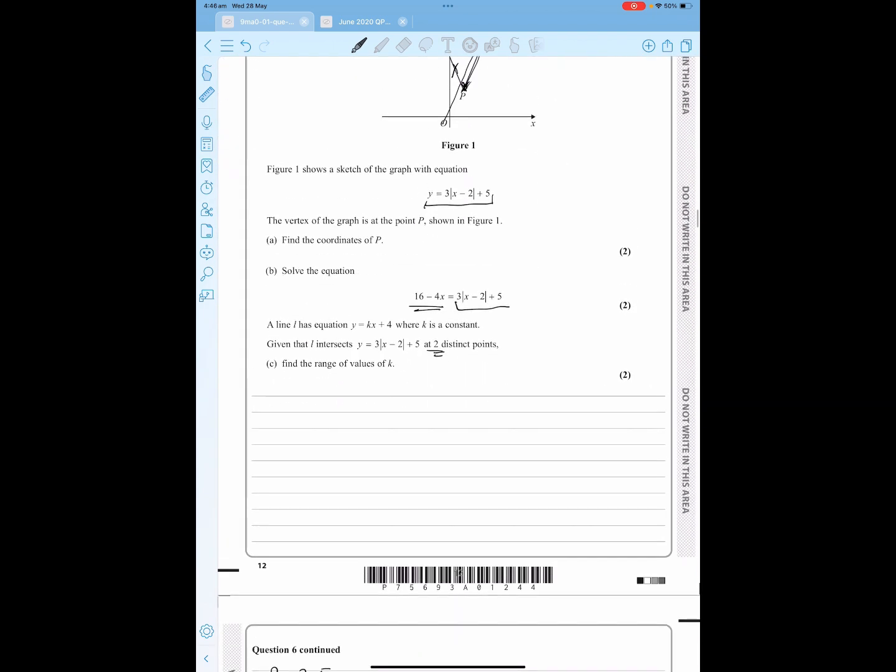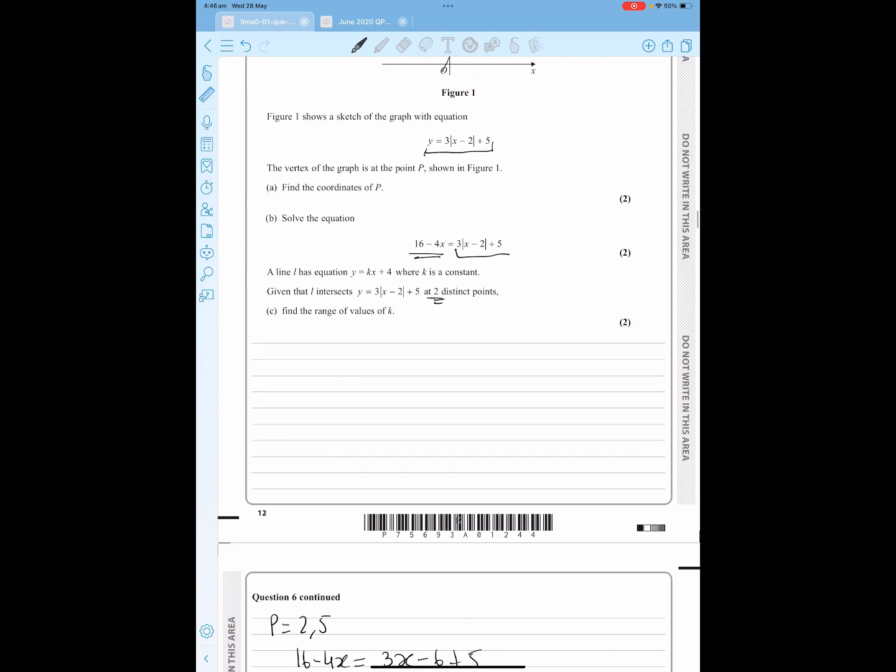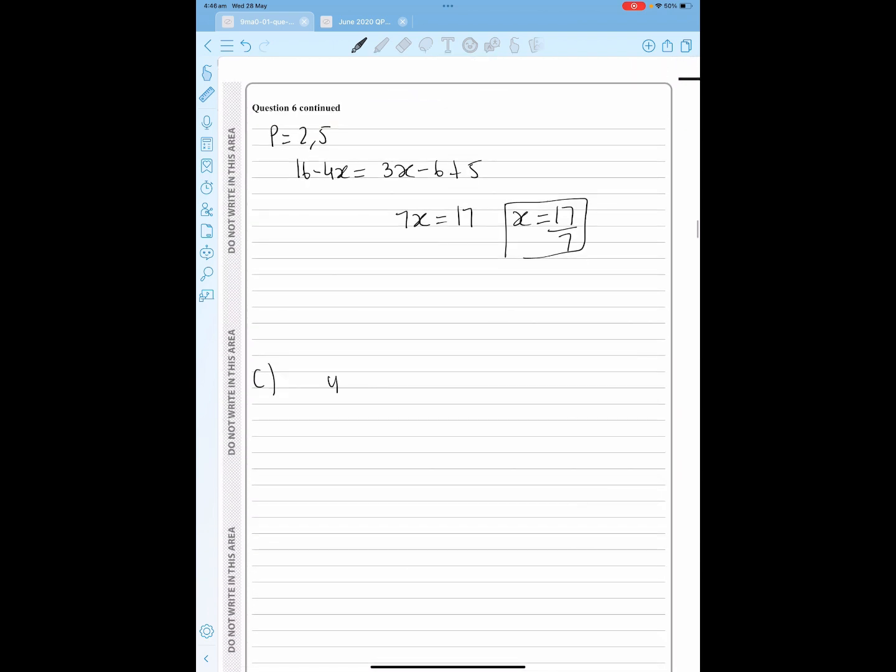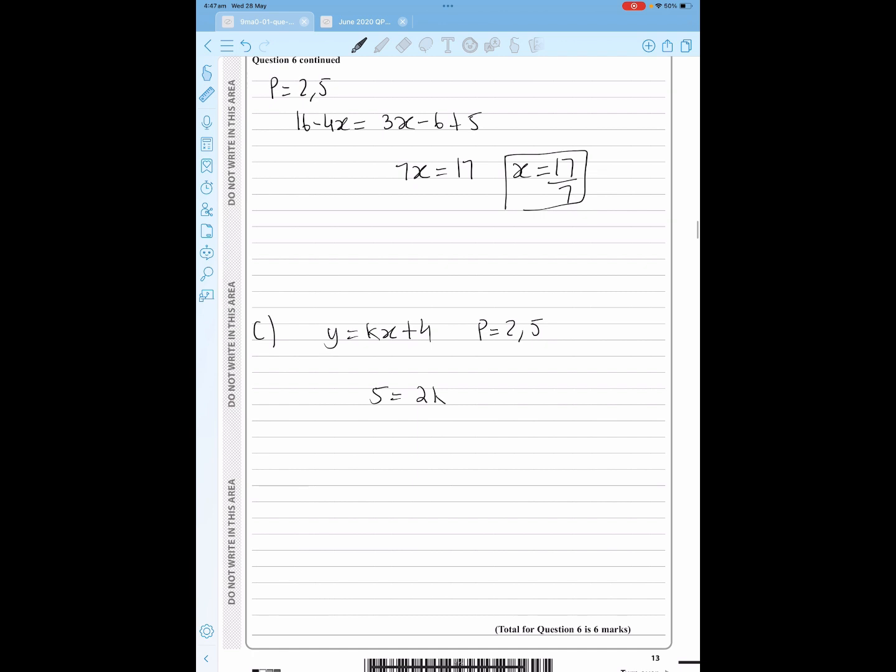So P we calculated as (2, 5), and we need to find the value of k. So y equals kx plus 4. P is (2, 5). 5 equals 2k plus 4. 2k equals 1. k equals a half.